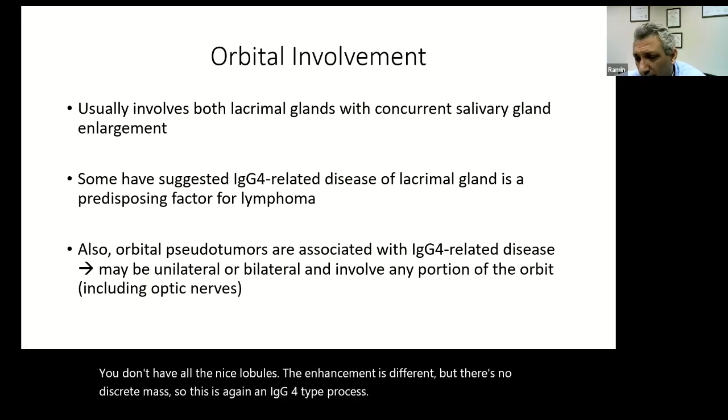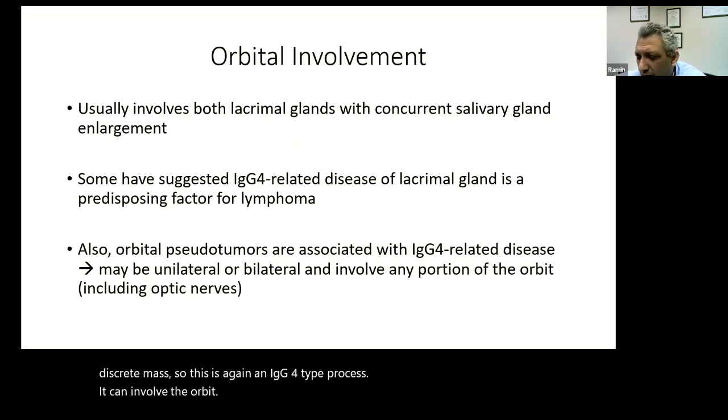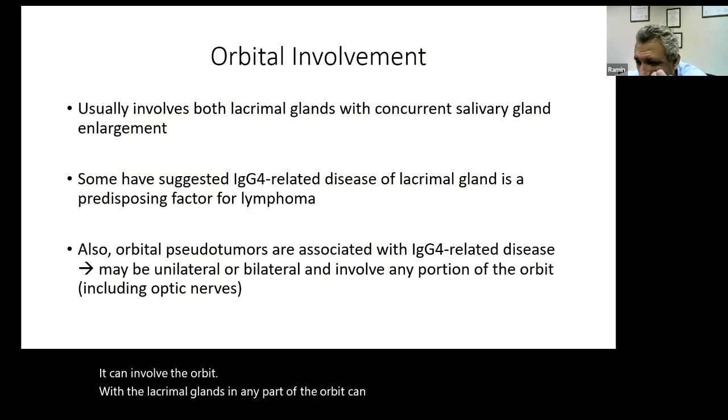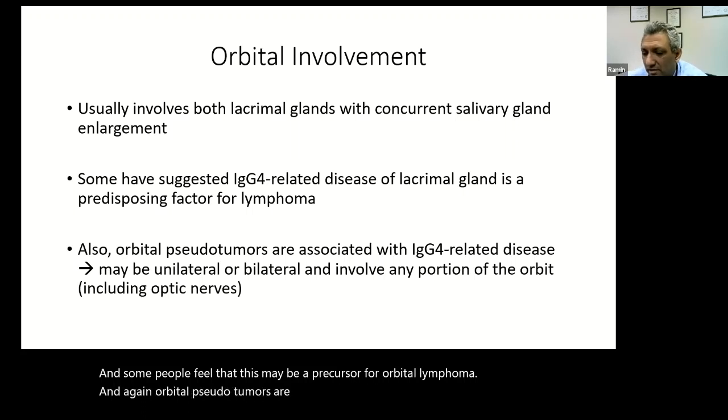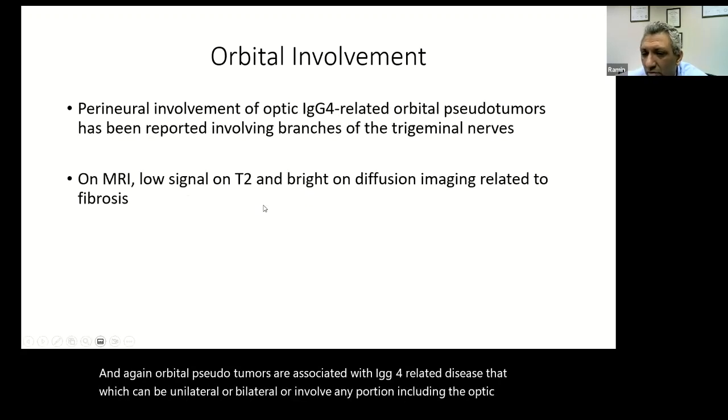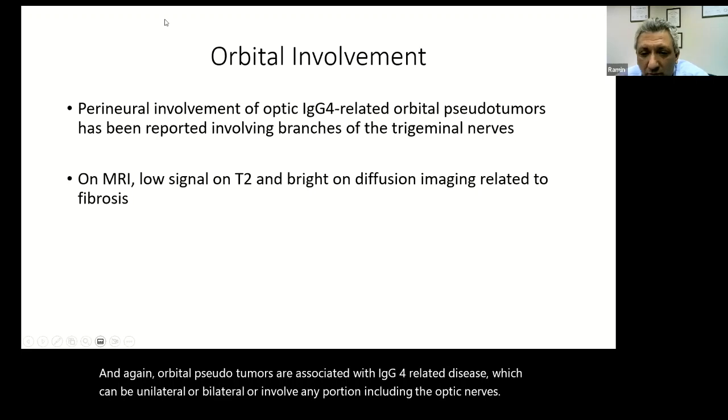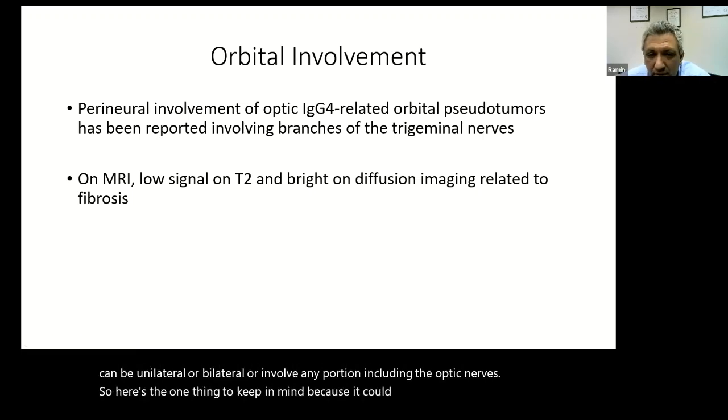It can involve the orbit with the lacrimal glands. Any part of the orbit can be basically involved. And some people feel that this may be a precursor for orbital lymphoma. And again, orbital pseudotumors are associated with IgG4 related disease, which can be unilateral or bilateral or involve any portion, including the optic nerves.